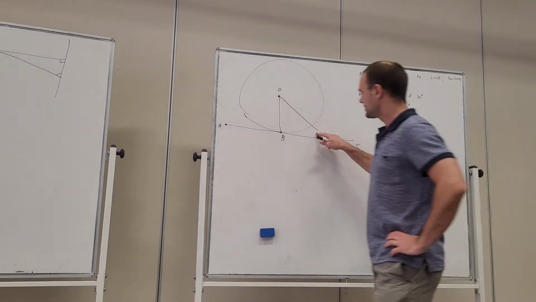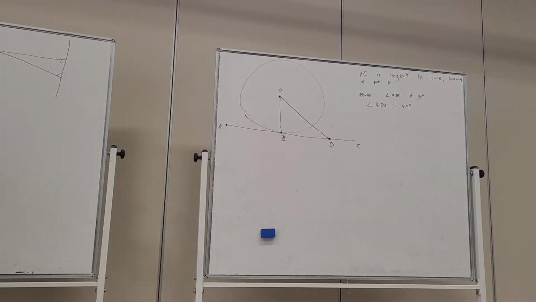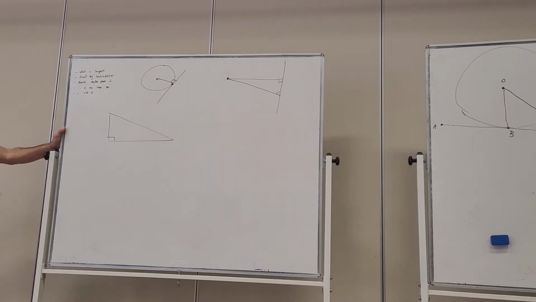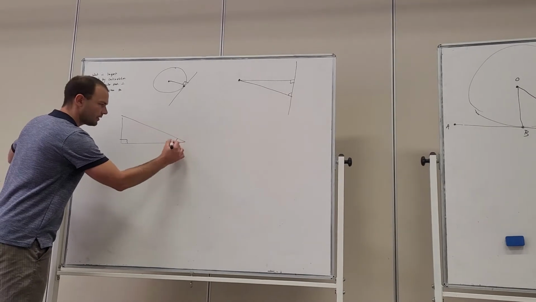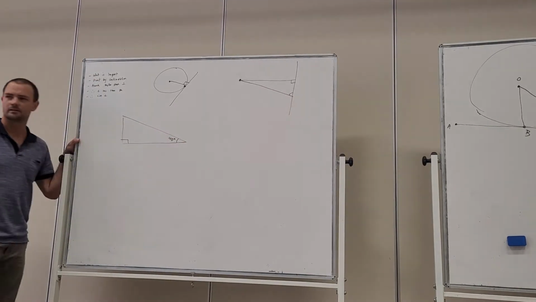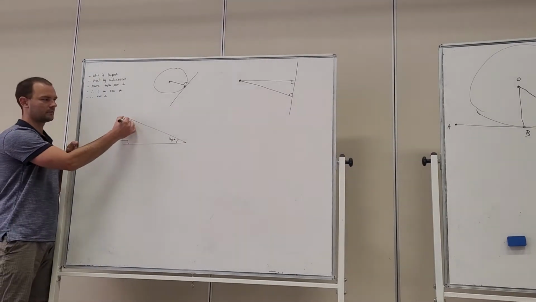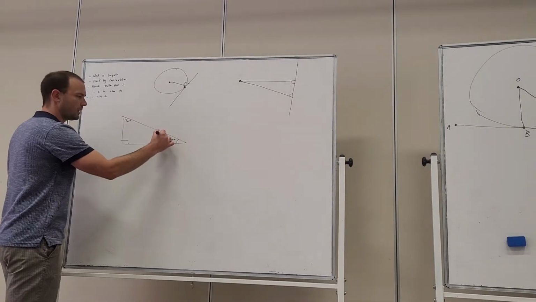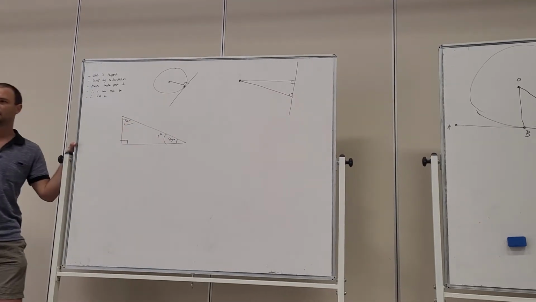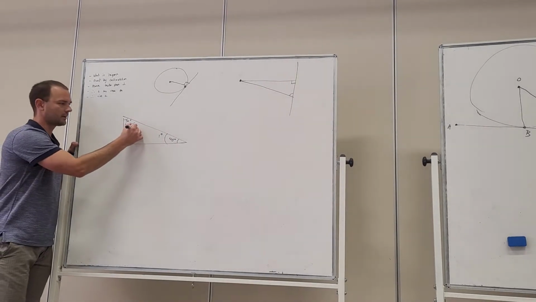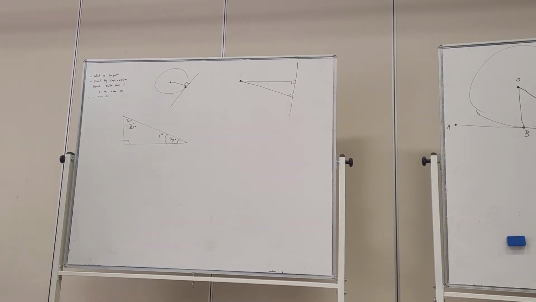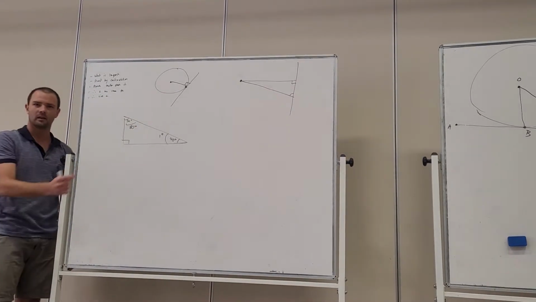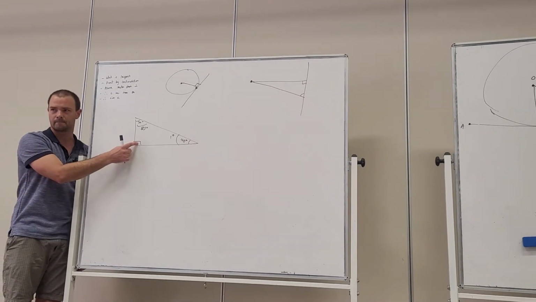So if this angle is 90 degrees, let's have a right angle triangle, okay? If this angle is 90 degrees, and I'm going to say this angle is 40 degrees, what's this angle have to be? 50, okay? If this angle is 1 degree, what's this angle going to be? 89 degrees. Okay, it doesn't matter how many times we keep doing this, both of these angles are always going to be less than 90 degrees.